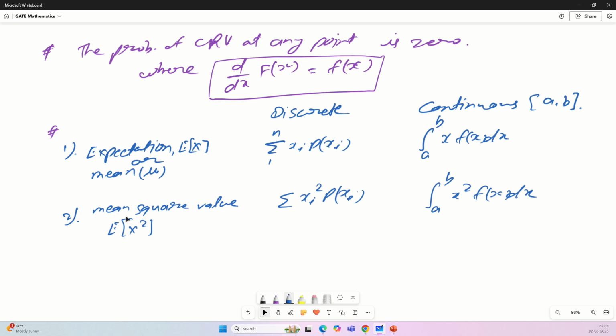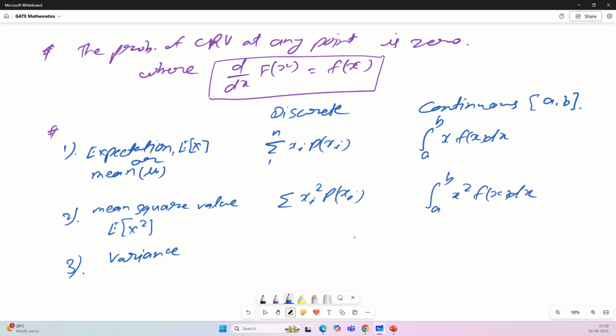Up to 2 or 3, some numbers and names are there, like mean and mean square, then there will be cube, all these things. However, that doesn't matter. A very simple rule is, if it is a square then you have to do x square, if it is cube you have to do x cube. Okay. Number three is variance.